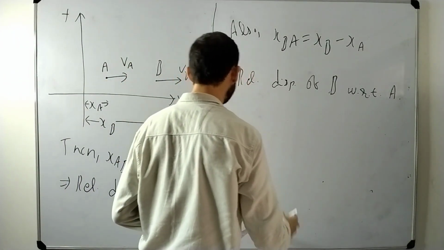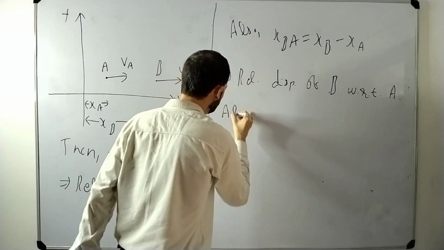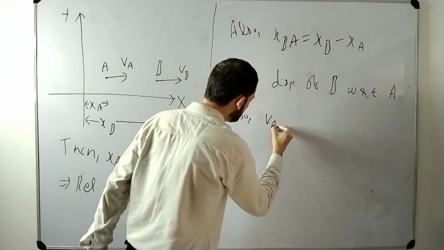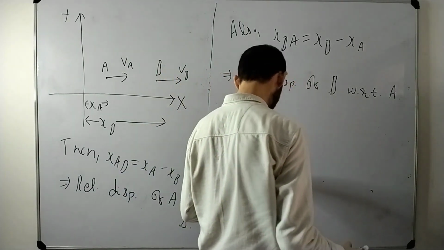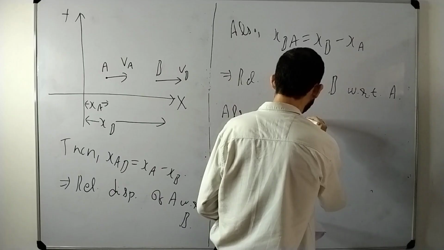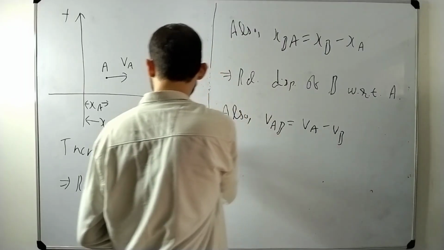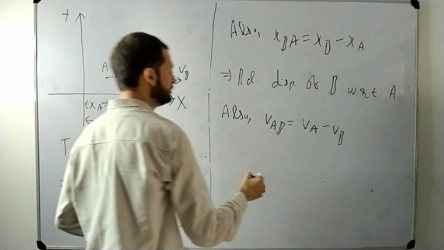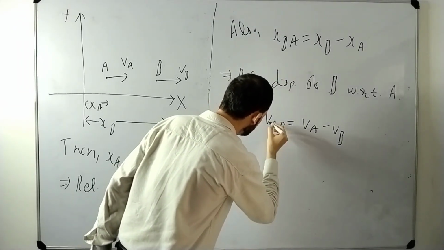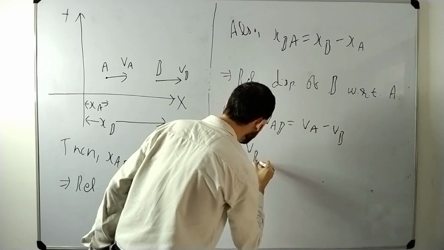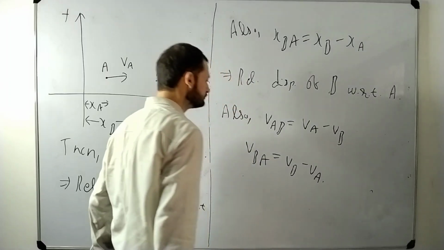So what should I say about this? Can I also write VAB as VA minus VB? This is the differentiation of this with respect to time. And this is VBA, VB minus VA. Okay.